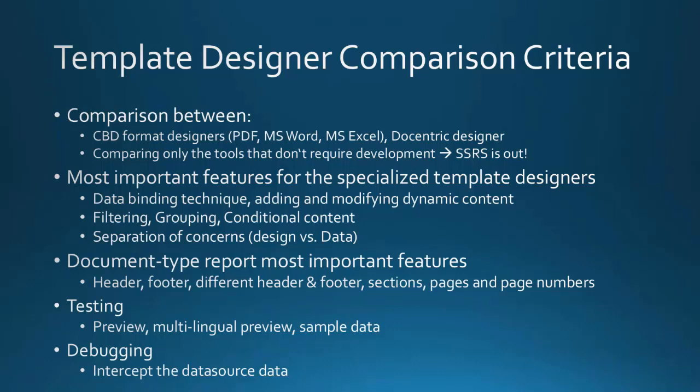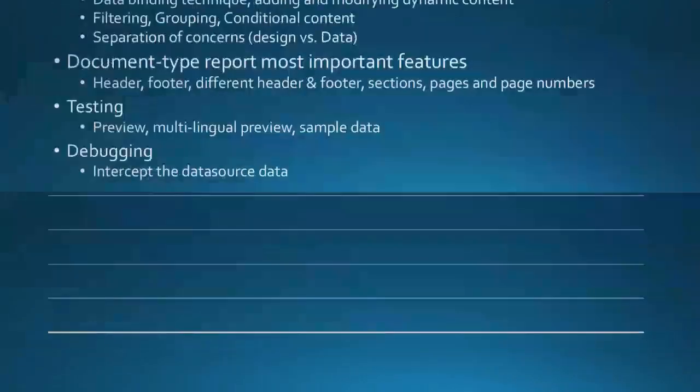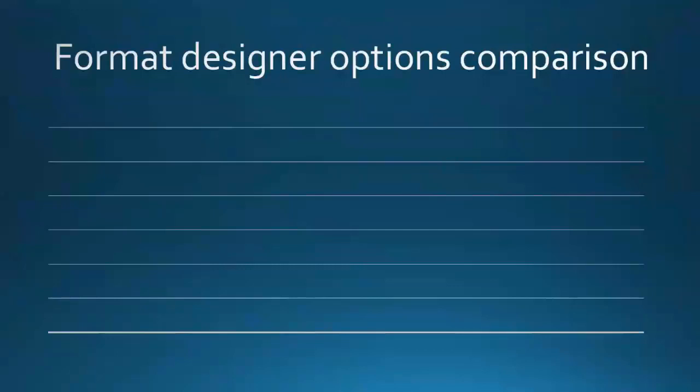With Docentric, we have an intermediate report execution result, which contains the report data source together with the data. We can check if it has the expected values, and in that way know for sure if the problem is on the data side or in the template side. This is the result of our qualitative comparison, and here are the arguments for it.